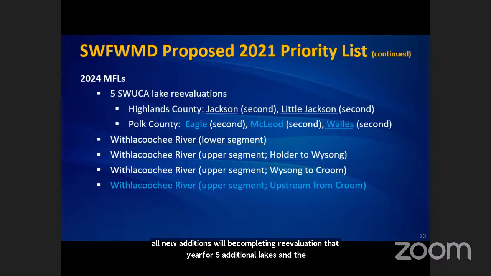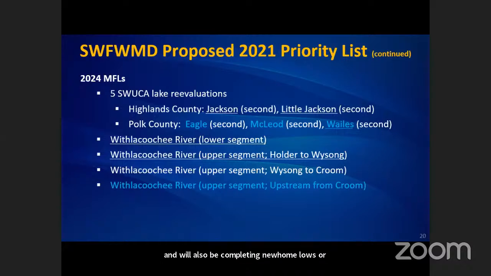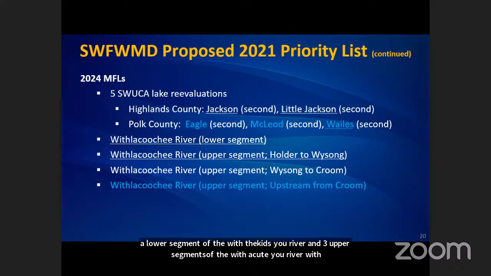And we'll also be completing new minimum flows for the lower segment of the Withlacoochee River and 3 upper segments of the Withlacoochee River, with the uppermost segment at the very upper end of the watershed extending into Polk County, which is within the CFWI area. It's therefore highlighted in blue. Next slide. That may be all I have, Don.